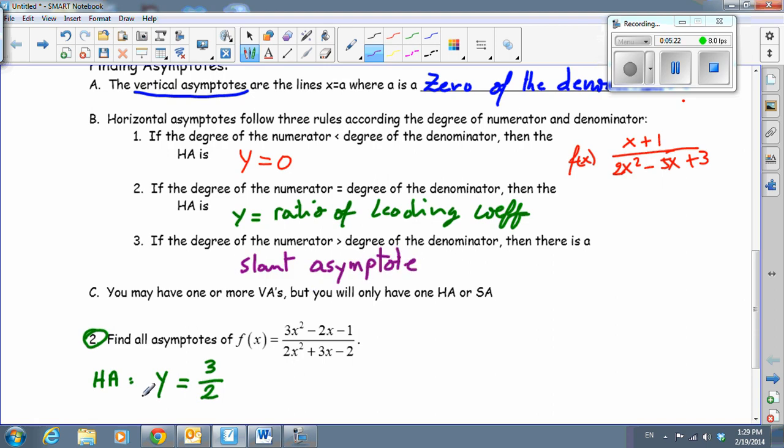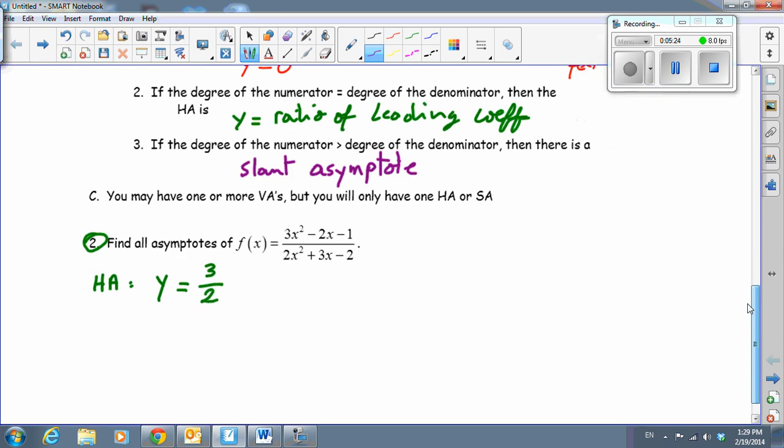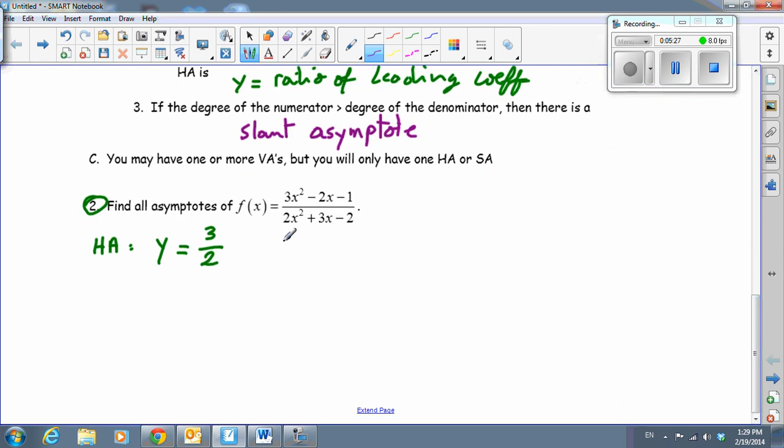All right, let's go ahead and finish with this. I have a horizontal asymptote at y equals 3 over 2. Do I have a vertical asymptote? The first thing to do is actually try to factor the bottom, to see if the bottom will give me some perfect factors. I have 2x squared plus 3x minus 2.